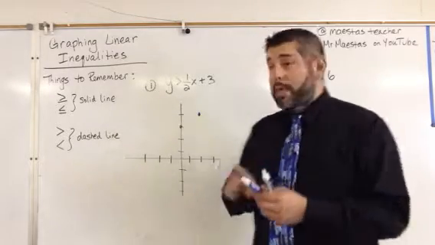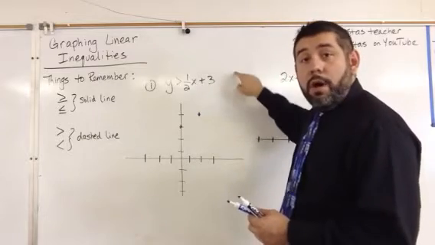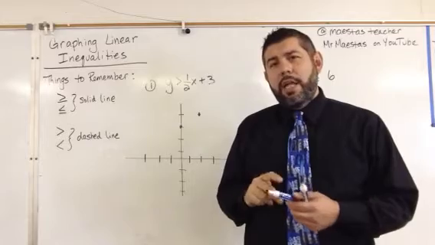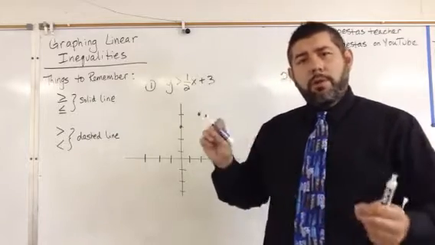Now we could keep going up 1 over 2, up 1 over 2 if we wanted to, but we know that only 2 points are needed to define a line. So with these 2 points, I'm going to go ahead and draw the line.